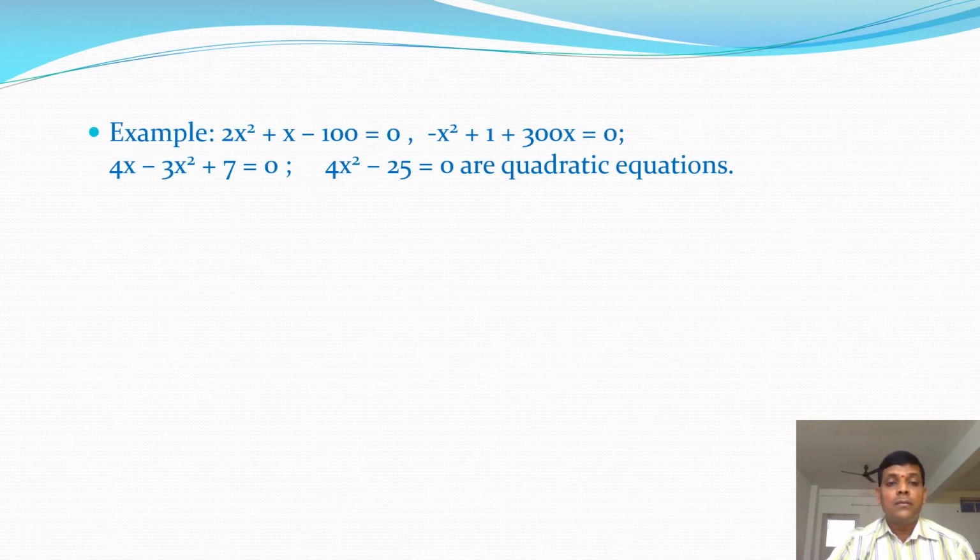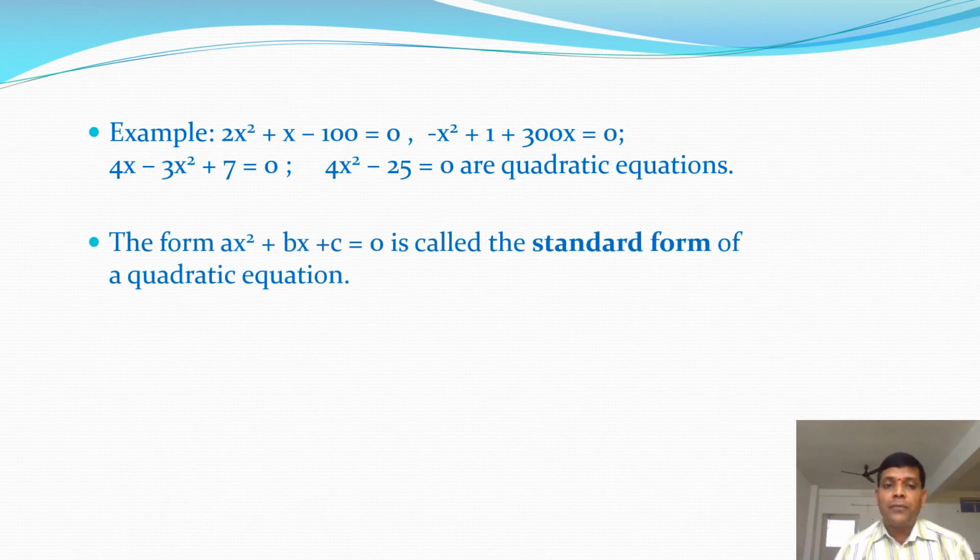Quadratic equations: 2x square plus x minus 100 is equal to 0. And second one, minus x square plus 1 plus 300x is equal to 0. And third one is 4x minus 3x square plus 7 is equal to 0. And fourth one, 4x square minus 25 is equal to 0. These are quadratic equations. So these are examples for quadratic equations.